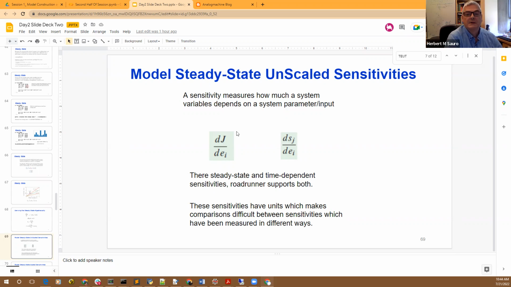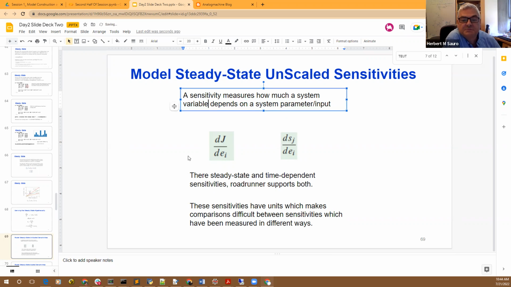So a sensitivity measures how much a system variable depends on a system parameter or input. And there are both steady state and time dependent sensitivities, and we support both of those.